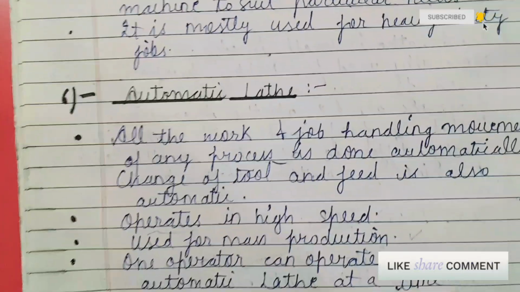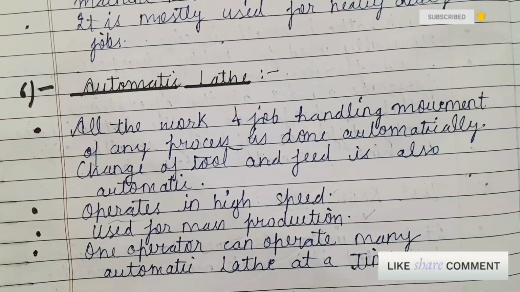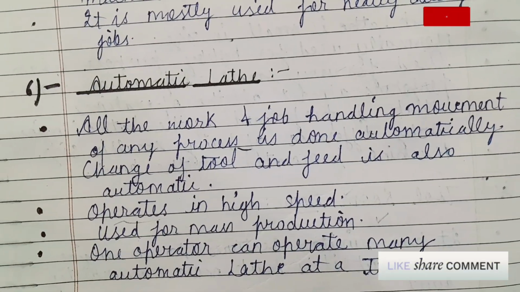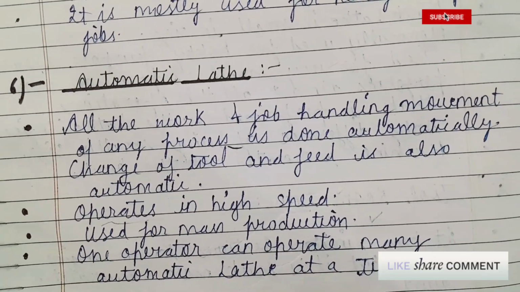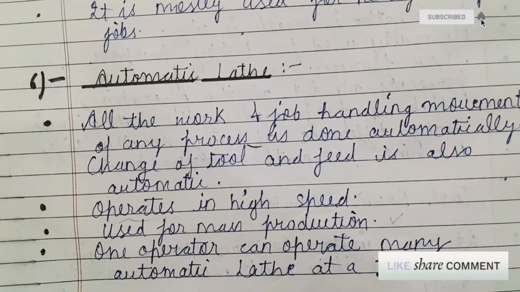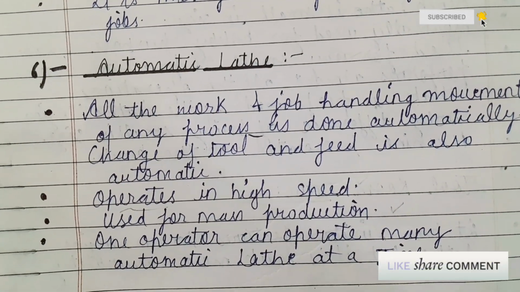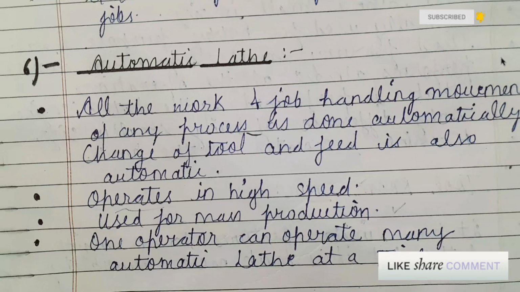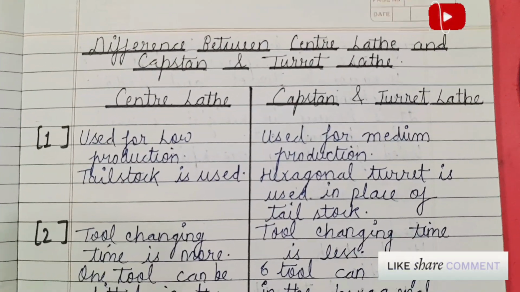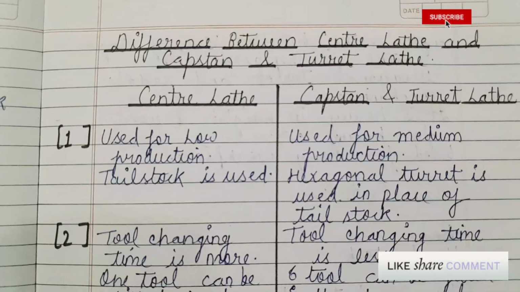And the last type of lathe is the automatic lathe. All the work and job handling movement of any process is done automatically. Change of tool and feed is also automatic. Operates at high speed. Used for mass production. One operator can operate many automatic lathes. It is one of the most important differences, so also remember it.